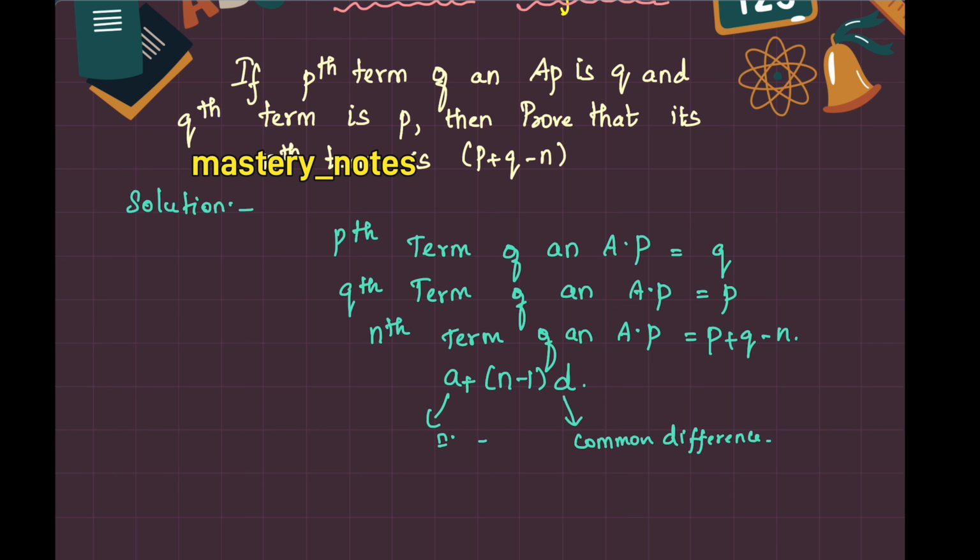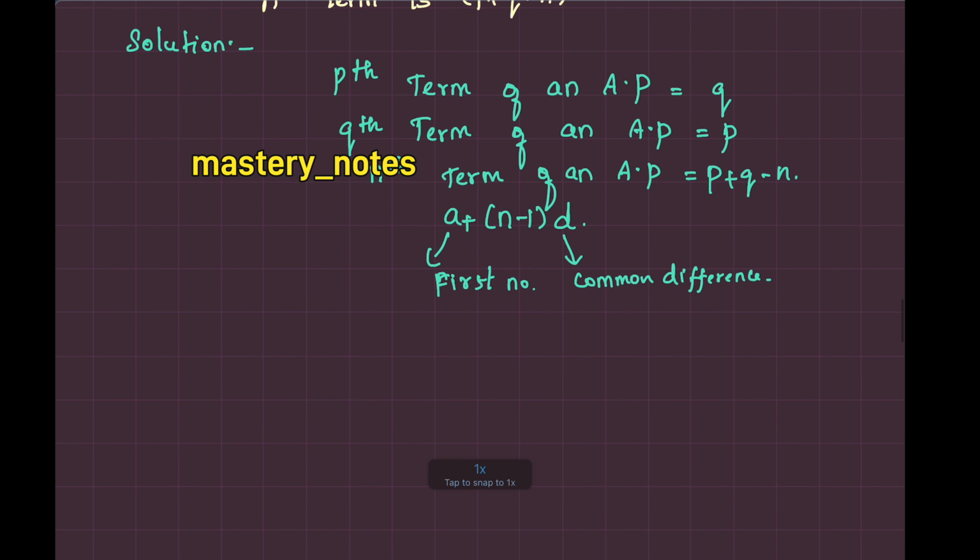So here we are going to use the same nth term general formula, a plus n minus 1 into d, where a represents the first term and the nth term is a plus n minus 1 times d. d is the common difference here. So let us take the first equation and apply it in the nth term.